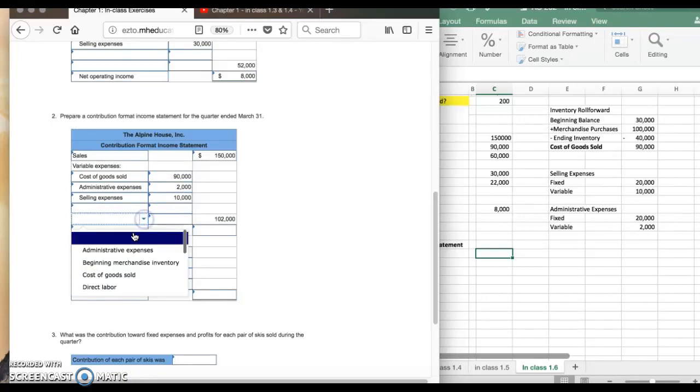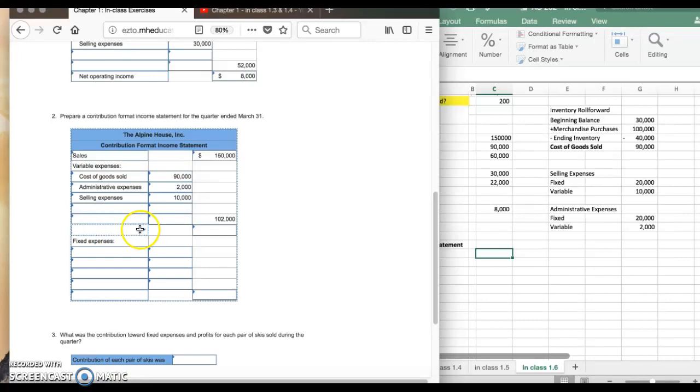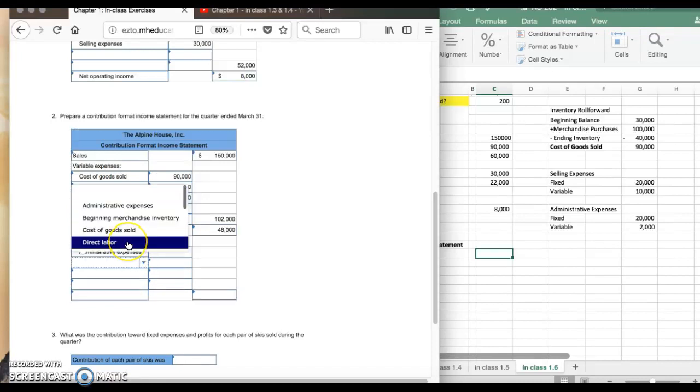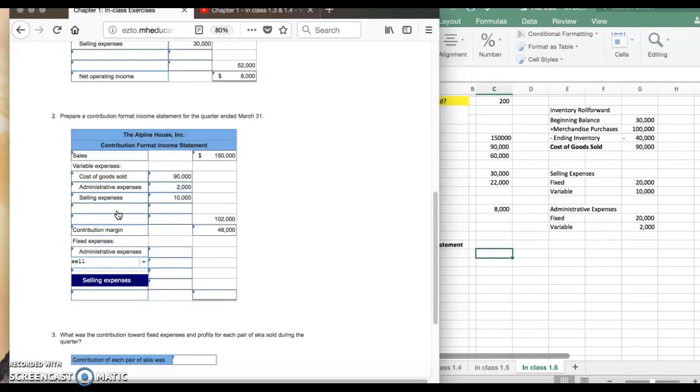So what are we going to have here? Is it going to be gross margin or contribution margin? It's a contribution format income statement, so it's going to be contribution margin. So we can take our 150,000 minus 102,000, which is going to give us 48,000. So then we're going to add in our fixed expenses. So both administrative and selling expenses. So our fixed administrative expenses were given and it's 20,000. And our fixed selling expenses were given and it's 20,000.